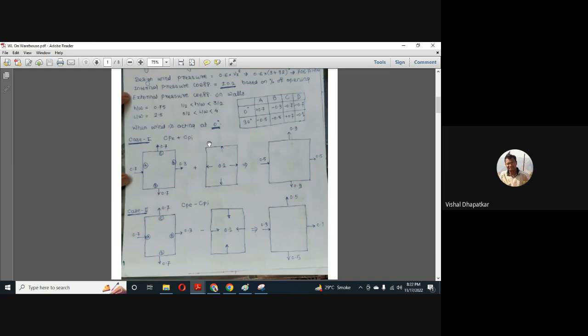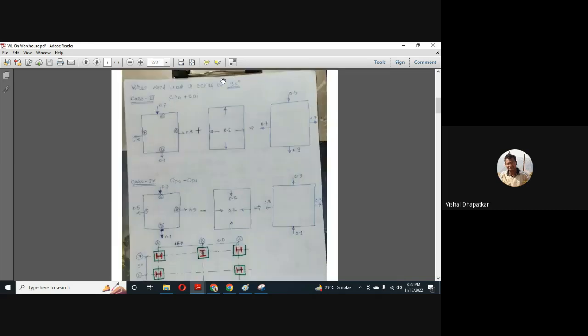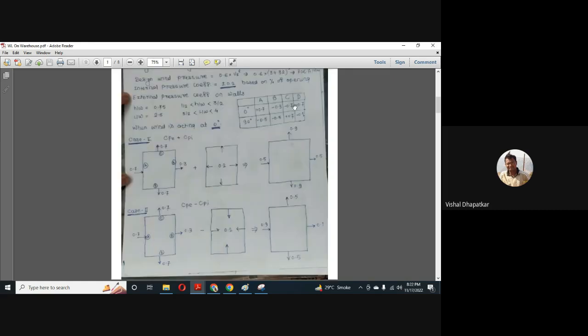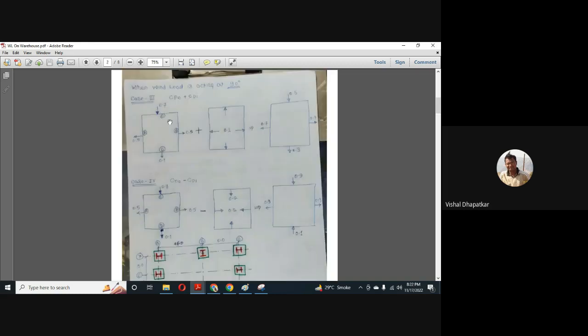Okay, so the third case will be for the 90-degree wind load. When the wind load is acting at 90 degrees, our windward phase will change. Earlier this was the windward phase, now this will become the windward phase. So for face C, 0.7 will be the external pressure coefficient. For D, it is minus 0.1, so it is again creating a suction. The load is acting in this direction, and here it is also creating a suction, so it is minus 0.1. A and B become the side surfaces, and those have coefficients of 0.5, 0.5.